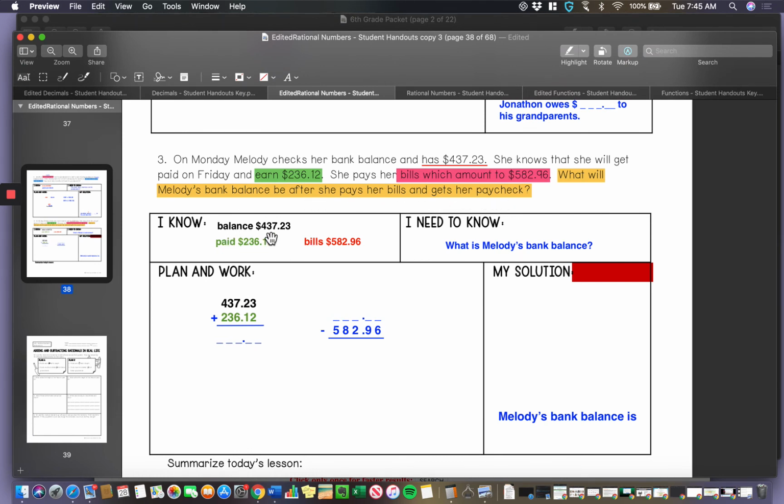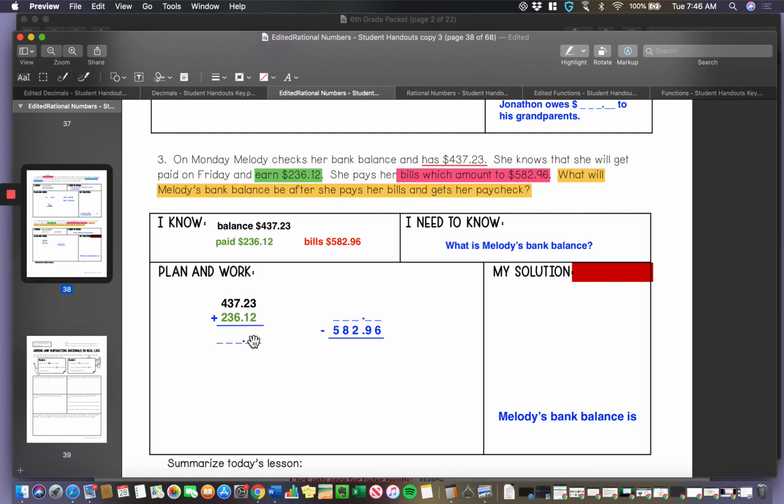Well, I know that she had a starting balance of $437.23. I know that she's going to get paid $236.12, and then she's going to have a negative, right, because it's a bill of $582.96. So what is Melody's account balance? Well, I take her beginning balance of $437.23, and I'm going to add the $236.12 because we got paid.